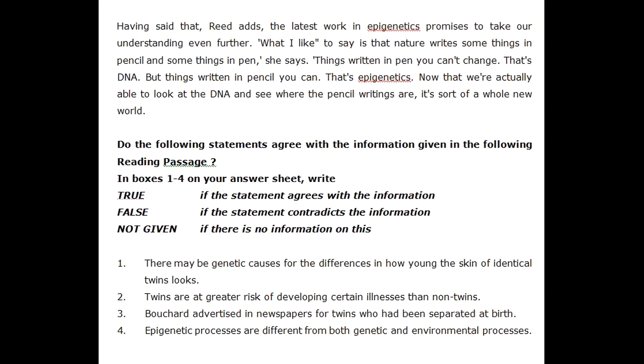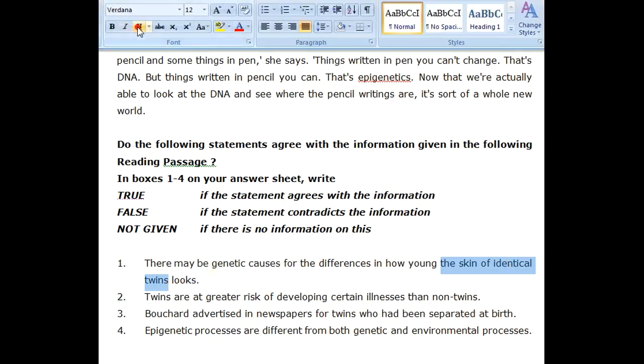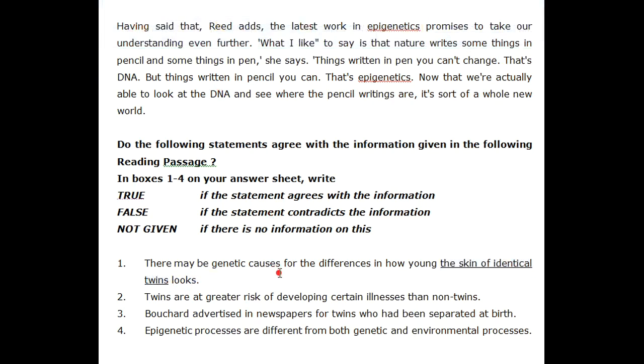You have already done it, so you know I have to choose the first keyword. So there may be genetic causes for the differences in how young the skin of identical twins look. Okay, so what could be the keyword? It would be skin. I think the skin of identical twins. That is the keyword here. What I have to find is whether there is a genetic cause for the difference in how young the skin of identical twins looks, or not. Okay, fine. So let's go back and start reading the passage for this skin.